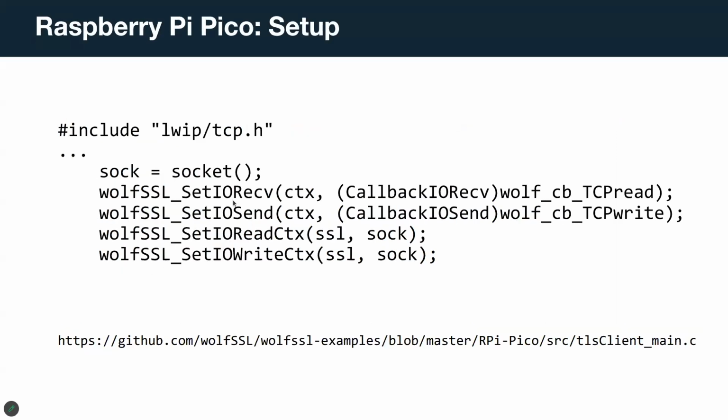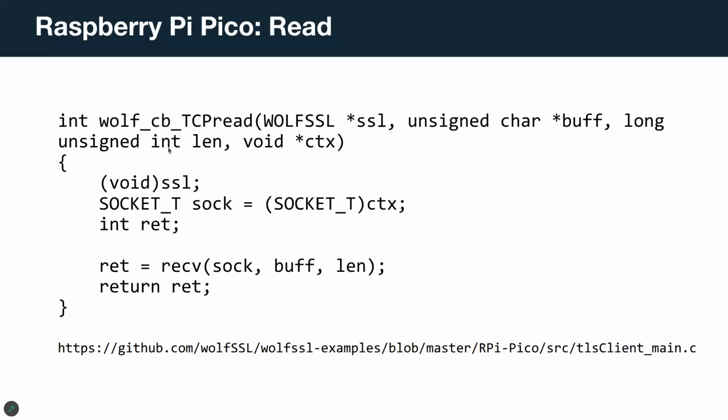Pico is interesting because it uses, as I mentioned earlier, the LWIP API or lightweight IP. And the setup is really nice and easy. You call socket and you assign sock to whatever socket returns. And we have the callbacks here that are being registered. And notably, we're using the sock as a context for the callbacks. And here are the callbacks.